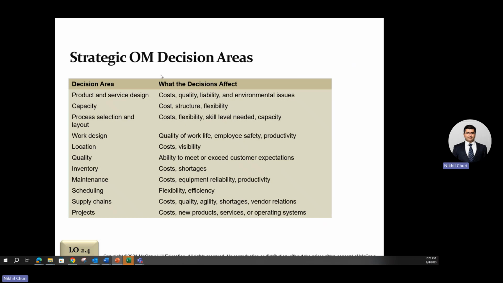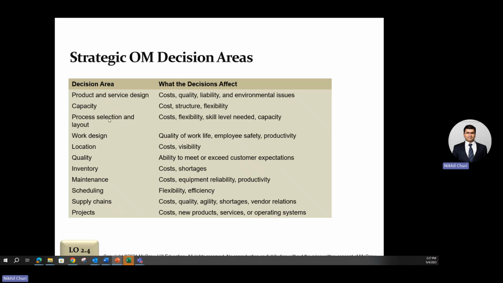So I will just read from top to bottom here. The first decision area is your product and service, and the areas it affects are cost, quality, liability, and environmental issues. Next one is the capacity. So again, it affects the cost, structure, flexibility, and so on. And like I said, cost, quality, flexibility are more or less involved in all of them. And it's all about, for business to be profitable, these are the main considerations.